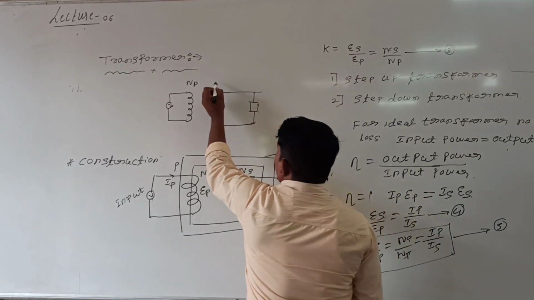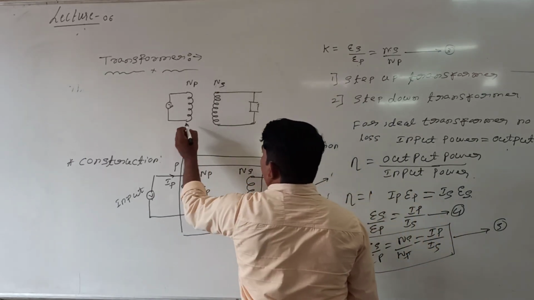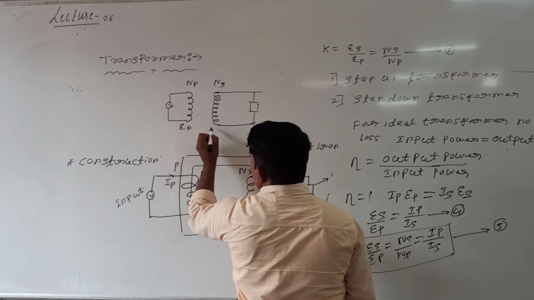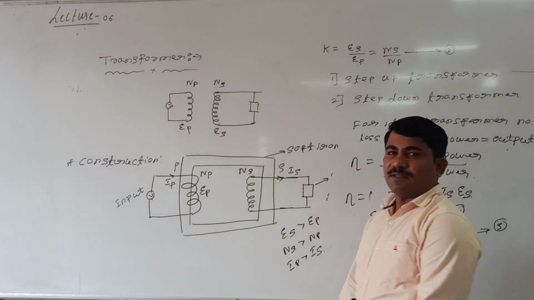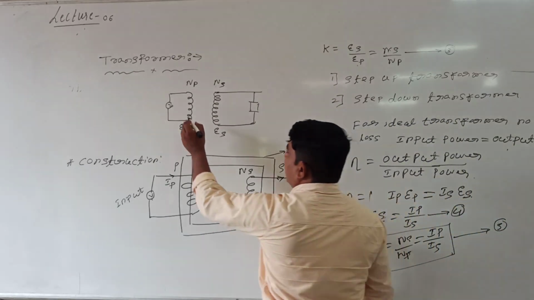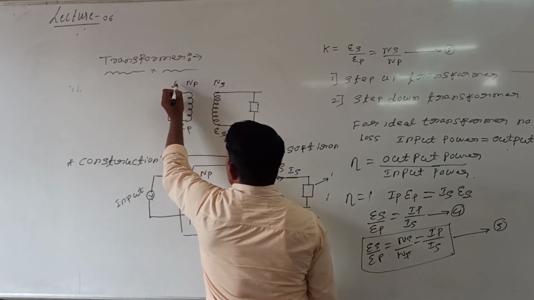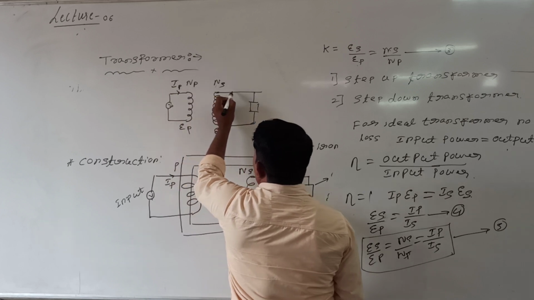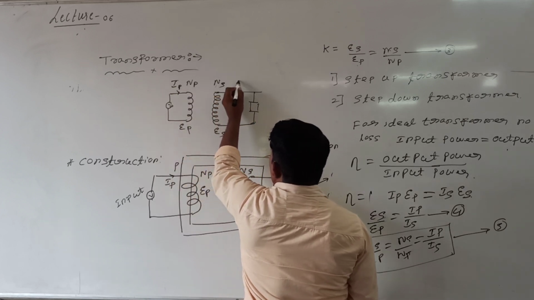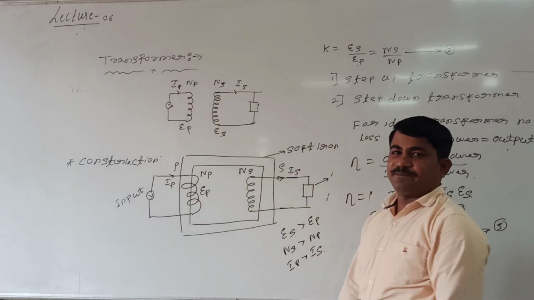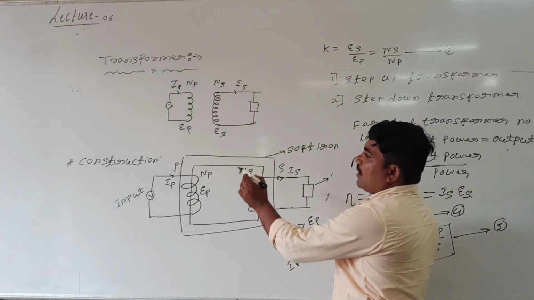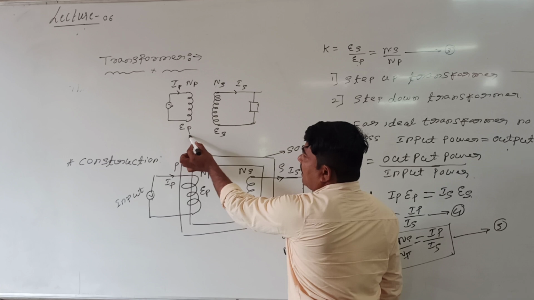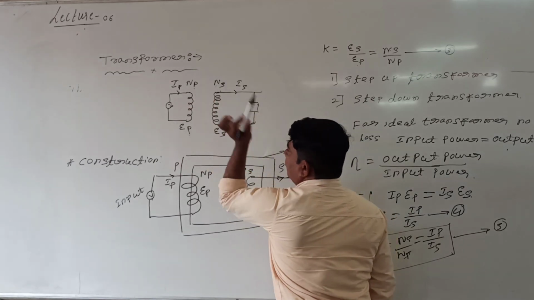What about the number of turns? NS turns are available. The EMF in the primary is EP. What is the EMF in the secondary? That is ES. The current in the primary is IP, and the current in the secondary is IS. For a step up transformer, what is the condition? ES must be greater than EP and NS must be greater than NP.